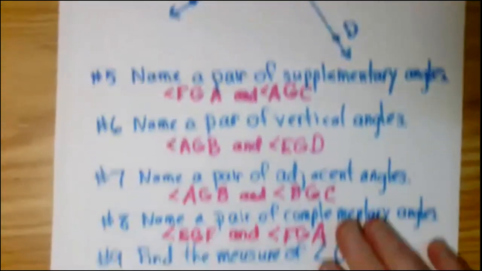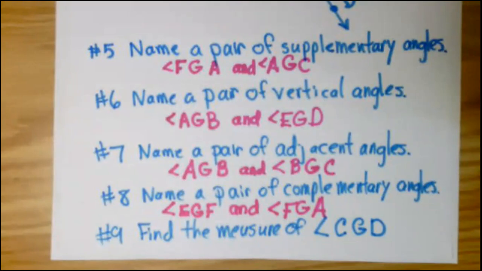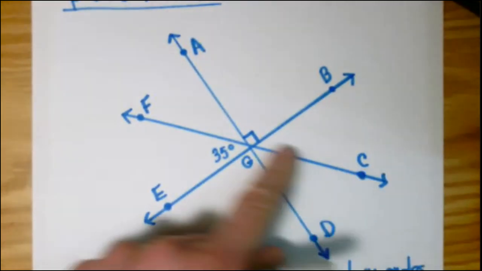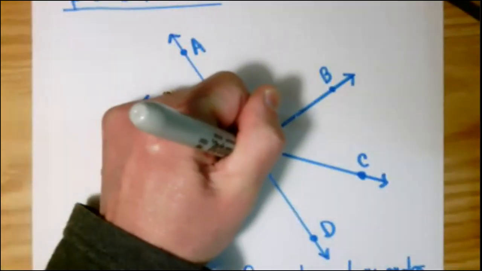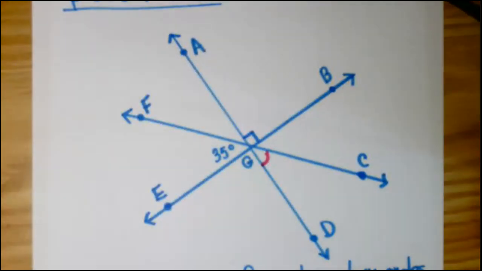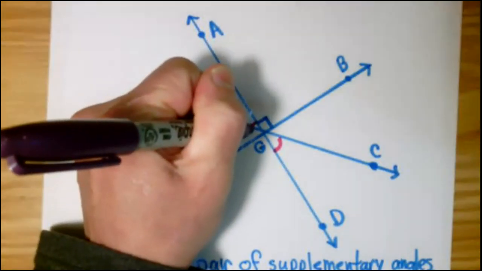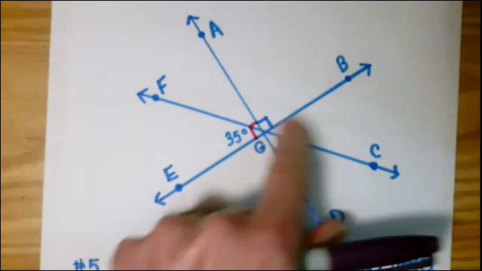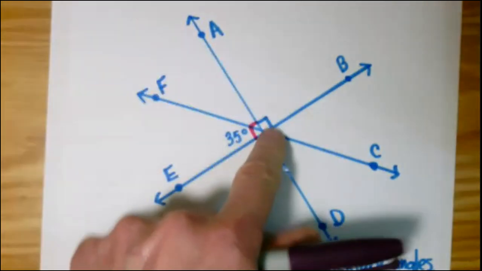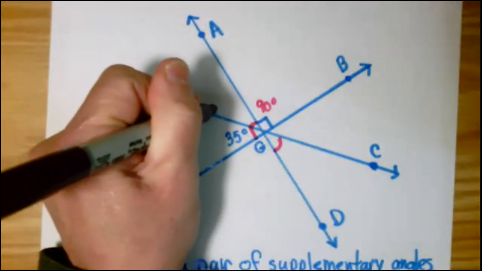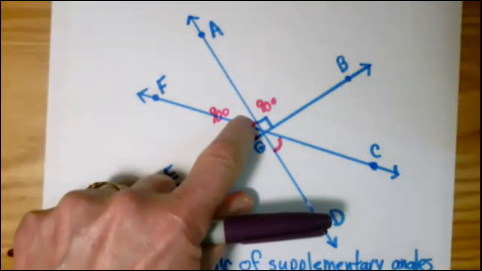Okay, and the last one, find the measure of angle CGD. Let's figure out where that is. CGD. So we want to know the measure of this angle right here. Okay, so we got to know a bunch of stuff. We already kind of talked about it a little bit. Well, we can do this a couple of different ways. We know that this is 90 degrees right here because this is on a line and they're adjacent. If this is 90 degrees, this whole thing has to be 90 degrees, right? We know what this angle is then.